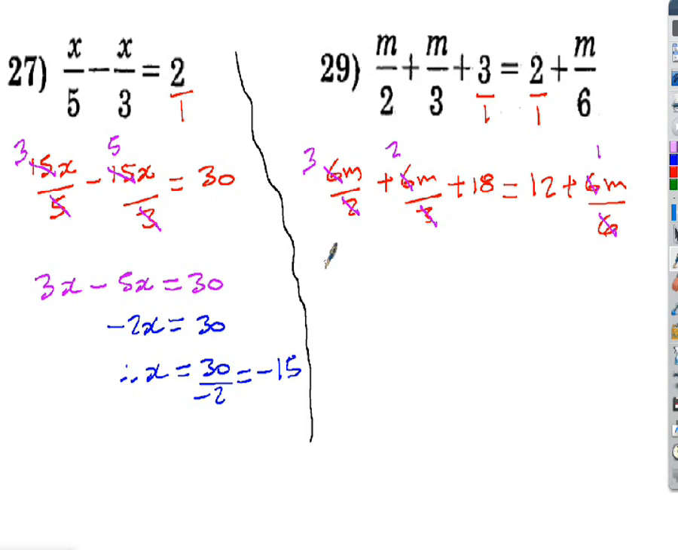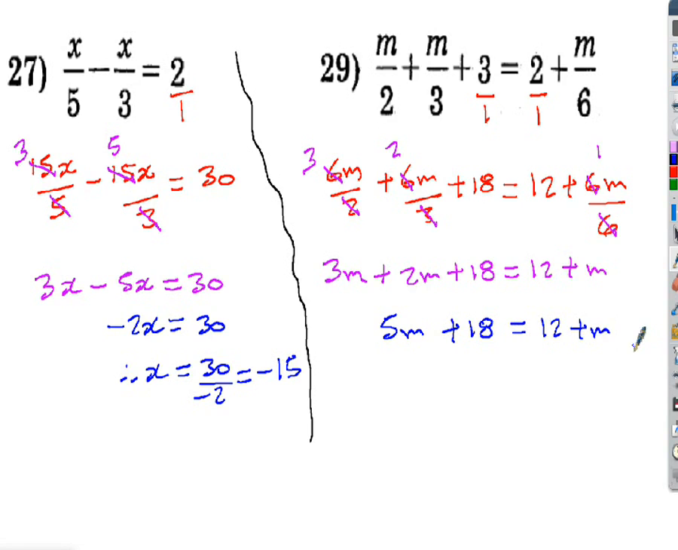So my next line I could write 3m plus 2m plus 18 on the left hand side is equal to 12 plus 1m, or simply m on the right hand side. Collating my m terms together, on the left hand side I would have 5m plus 18, the constant, is equal to 12 plus m on the right hand side.